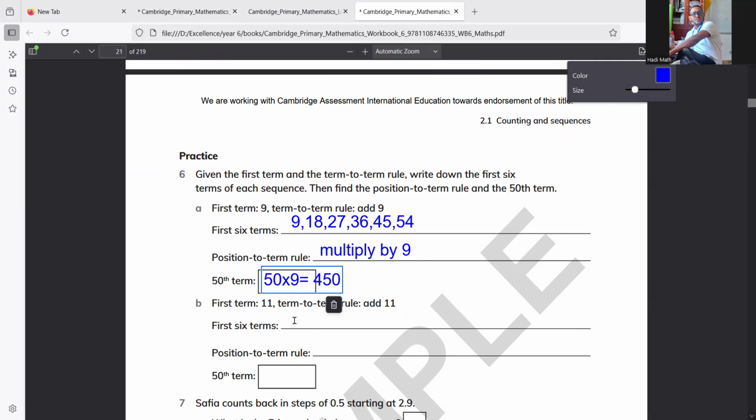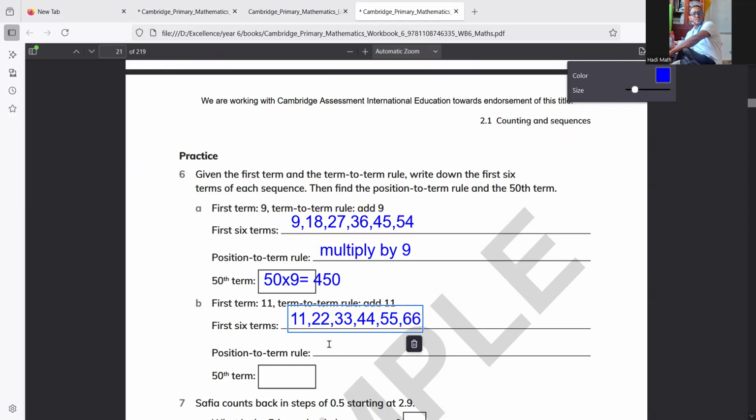Look at this second one. They say the first term is 11. And the term to term rule is adding 11. Add 11 every time. So 11 plus 11 is 22, then 33, then 44, then 55, then 66. You write up to the 6th term.